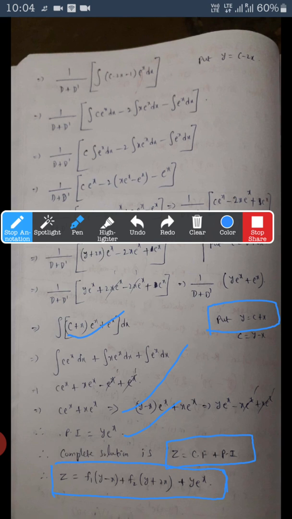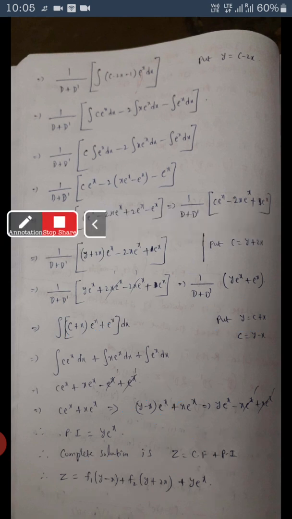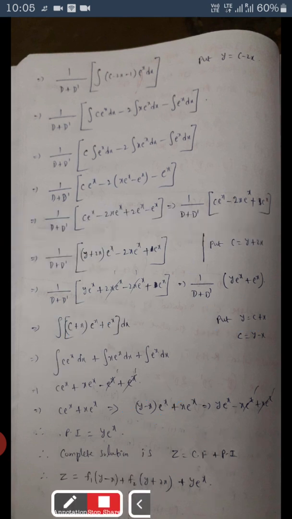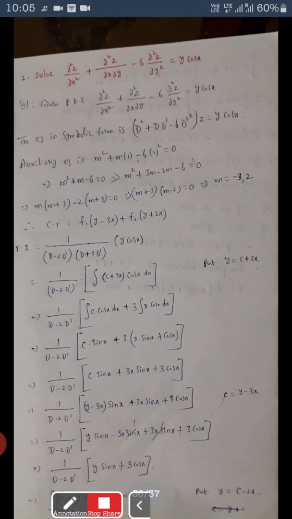So this is the procedure for the general method of finding PI. Next, we consider another example.